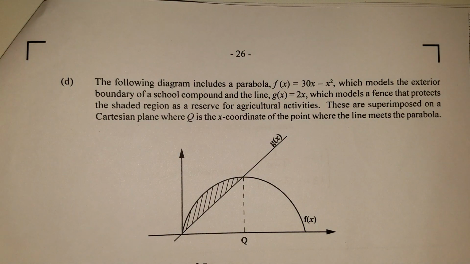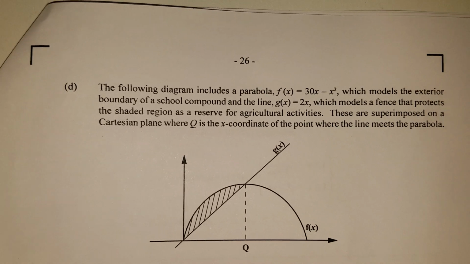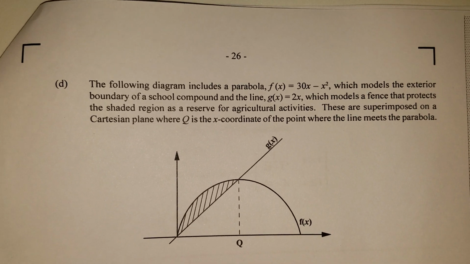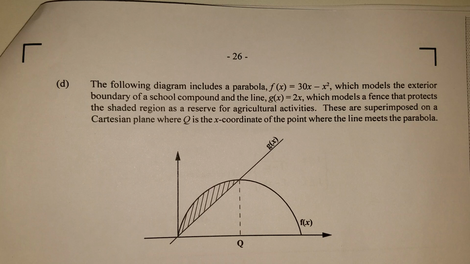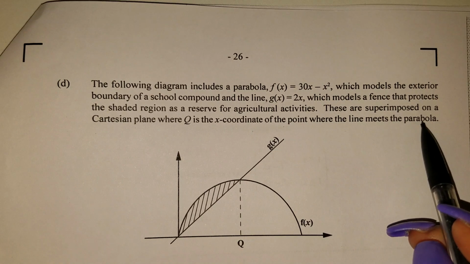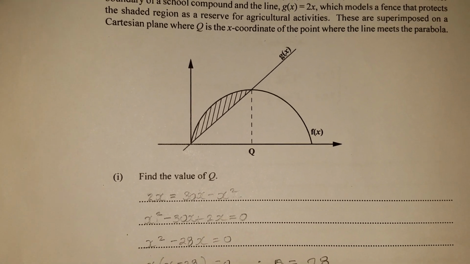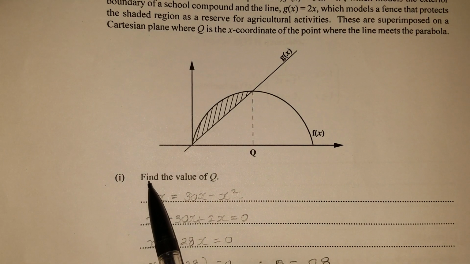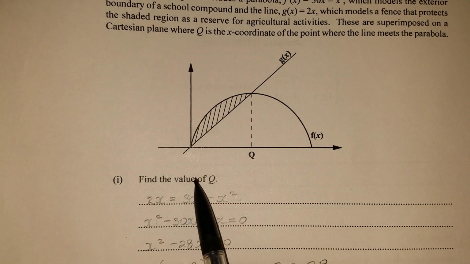Final question says, the diagram includes a parabola f of x equals 30x minus x squared, which models the exterior boundary of a school compound, and the line g of x equals 2x, which models a fence that protects the shaded region as a reserve for agricultural practices. These are superimposed on a Cartesian plane where q is the x-coordinate of the point where the line meets the parabola. So, part 1 is asking us to find the value of q.